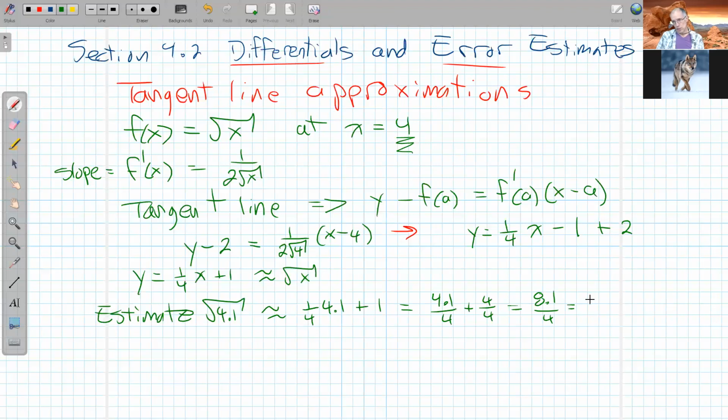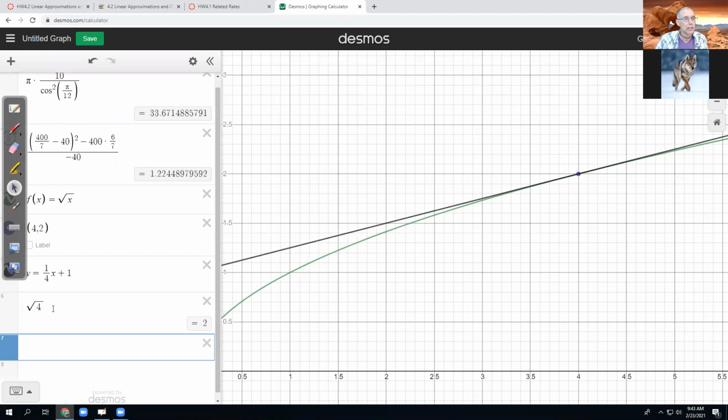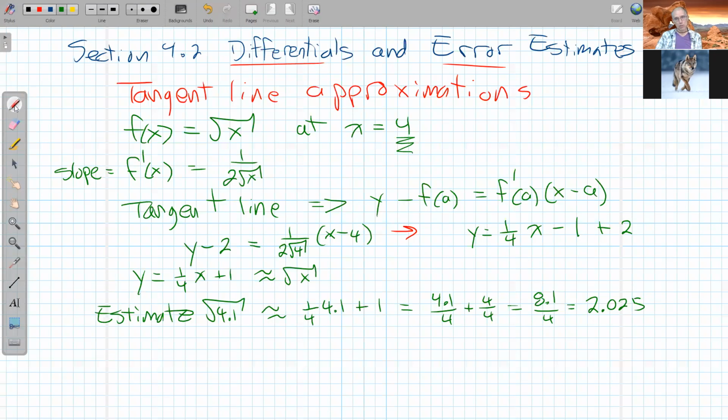And 8 divided by 4 is 2. 1 divided by 4 is 0.25. So 1/10 divided by 4 would be 0.025. So I think the square root of 4.1 is about 2.025 is my claim there. So let's take a look at that, double check. Square root of 4.1, sorry. 2.0248, so not bad. I got it rounded to the nearest thousandth with just a simple linear approximation with a straight line. So pretty cool. So we can use these tangent lines to make approximations.